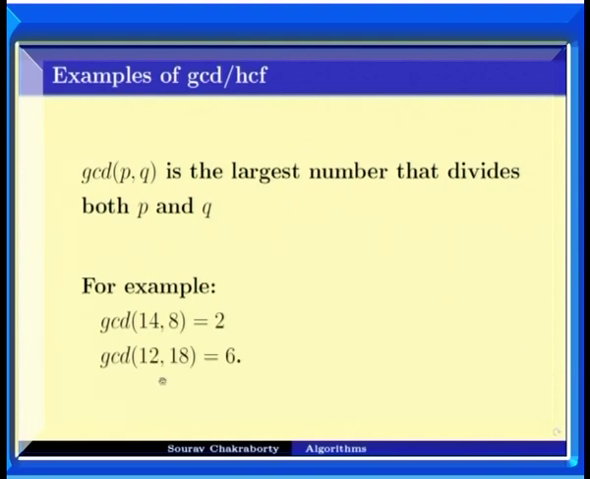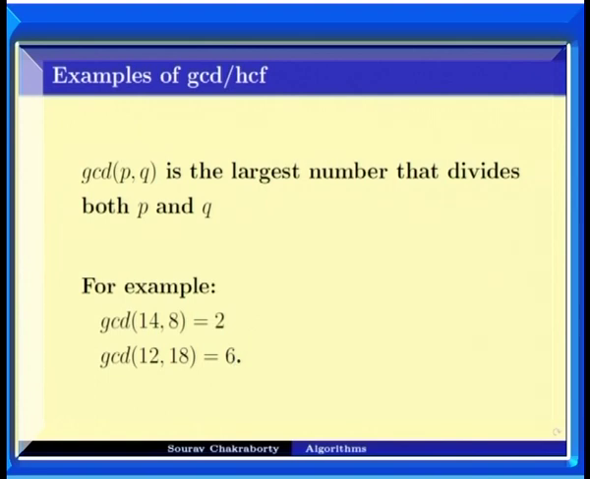Similarly, the GCD of 12 and 18 is 6. Note that something less than 6 can also divide. For example, 3 divides both 12 and 18, but since 6 is larger than 3, 6 is the greatest common divisor. Note that no other number greater than 6 divides both 12 and 18. The goal is that we have been given two integers p and q, and we want to find the GCD of these numbers.